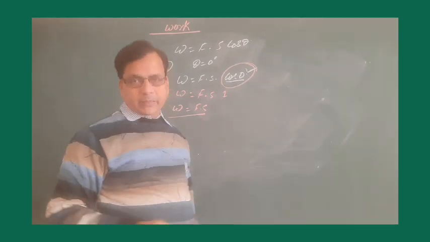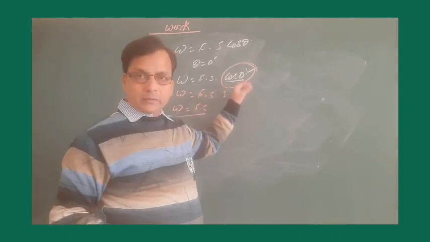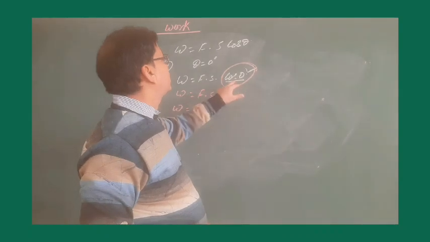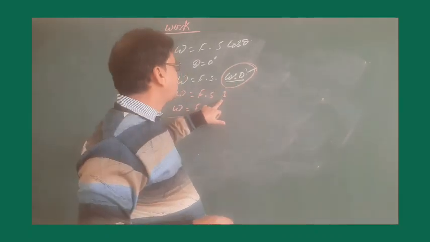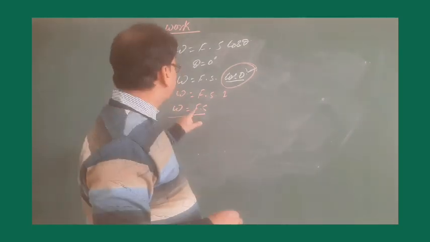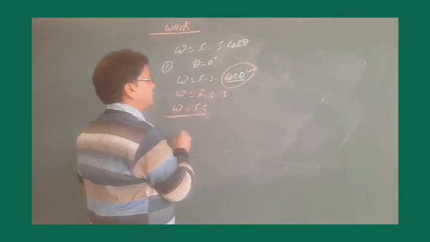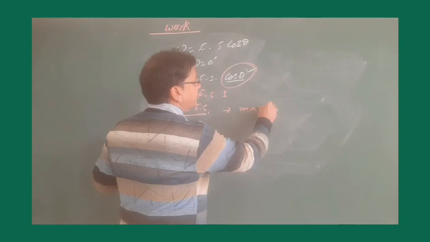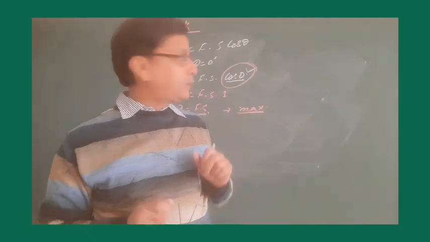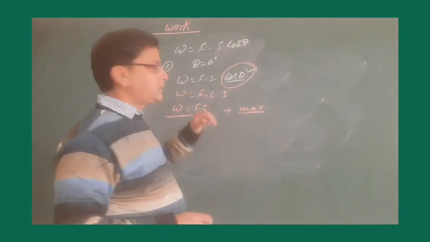The work done is maximum here because the angle between the force and displacement is 0, means the angle is less, and the value of cosine in this case is 1, it means maximum. Then work done is W equal to F into S, means force into displacement along the direction of the force. It is clear that work done is maximum when the angle between the force and displacement is 0.